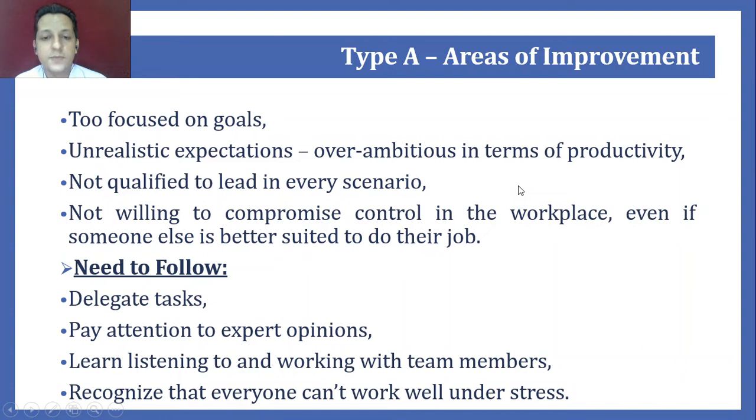But the drawback of such kinds of people is that they are not willing to compromise control in the workplace, even if someone else is better suited to do their jobs. That means there are better replacements available. There are people who can take their role, but then they are not ready to give up their chair. They are not ready to give up their position. So that is the area where they need to reflect and improve. So if you think you belong to this category, this type A, you need to follow these certain things.